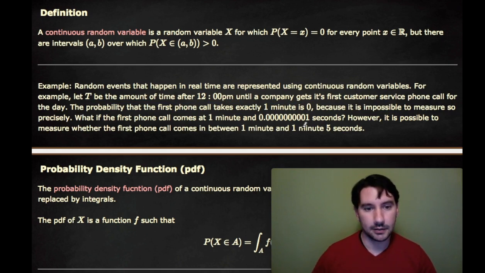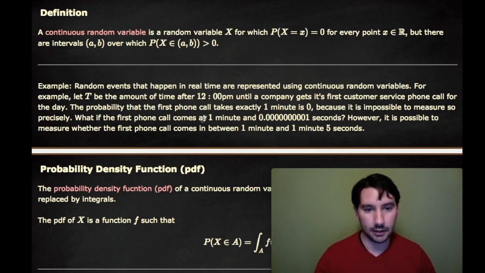And that is because the probability that the first phone call takes exactly 1 minute, and we mean exactly 1 minute, so 1.0000 on forever zeros minutes, is impossible. We could think of it in one way as it's impossible to measure that, but also that's so incredibly precise that there's no way that you're going to get something at exactly that time. There's always going to be some small error, but there has to be an error there.